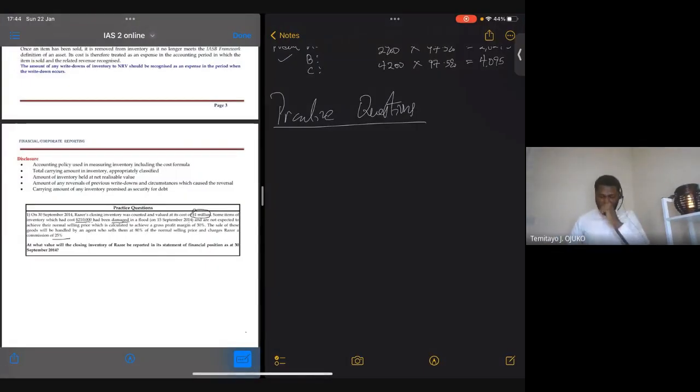We are going to be doing this together. Now, we need to take it step by step. Don't forget, inventory should be valued at what? At the lower of cost and net realizable value. Now, this is Razor. Let's just use limited. Right? This is going to be the cost. This is going to be the net realizable value. And this is going to be the valuation.